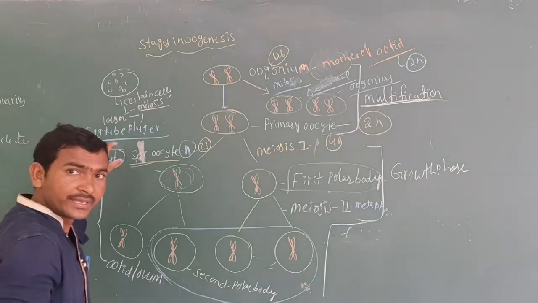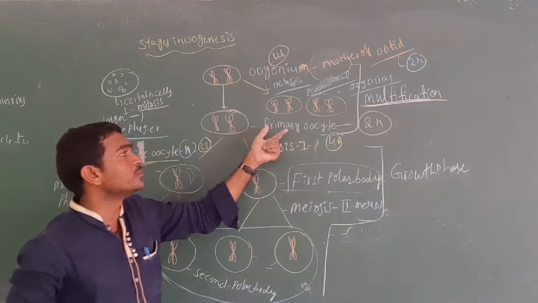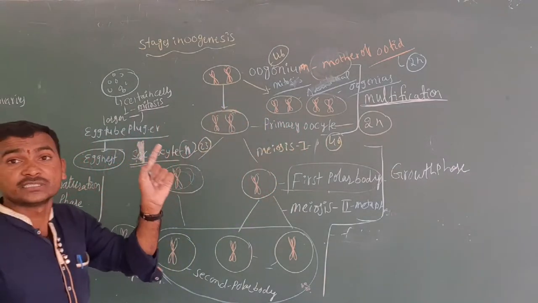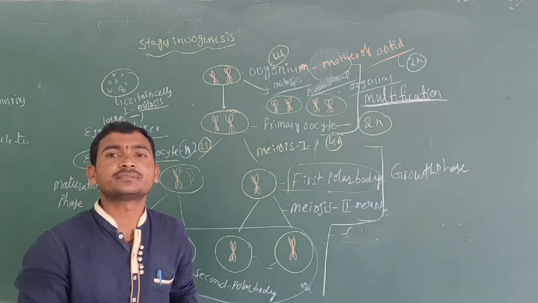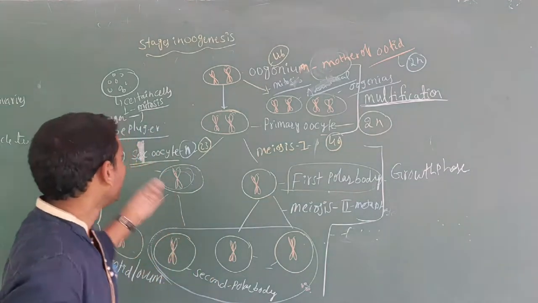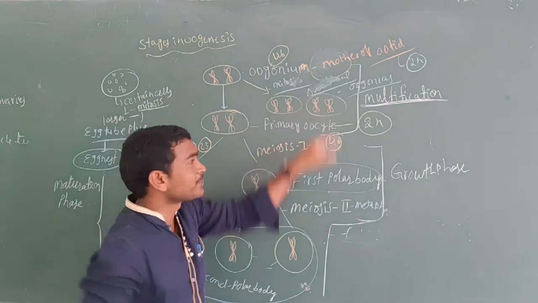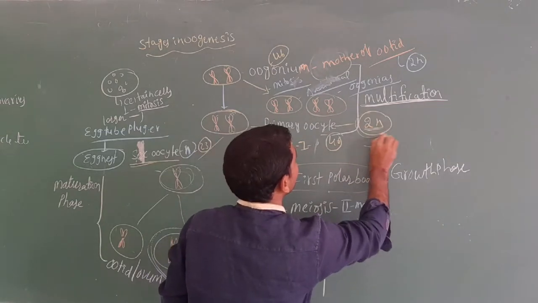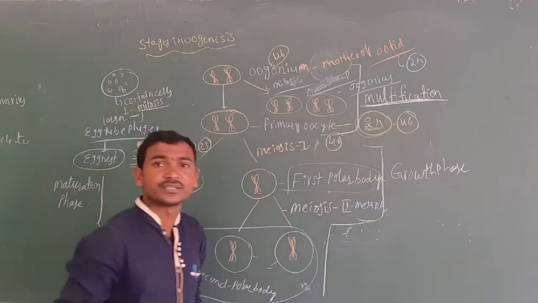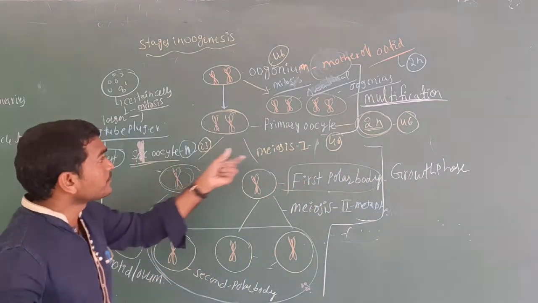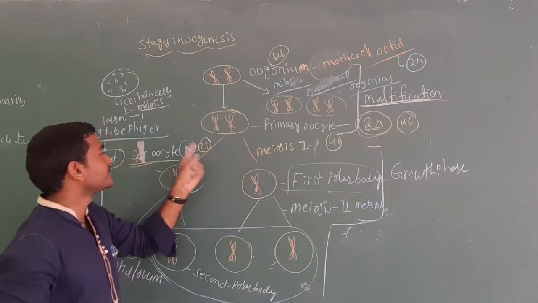One oogonium involved in the mitosis forms a primary oocyte. But the remaining ova in the egg nest are unable to involve in the mitosis. This primary oocyte is also 2n, diploid in nature, nothing but 46 chromosomes. This primary oocyte involves meiosis 1.